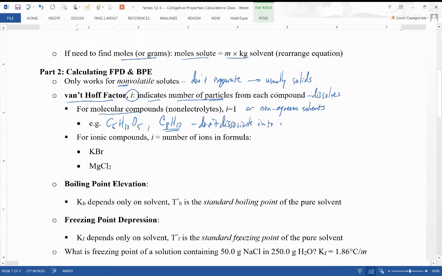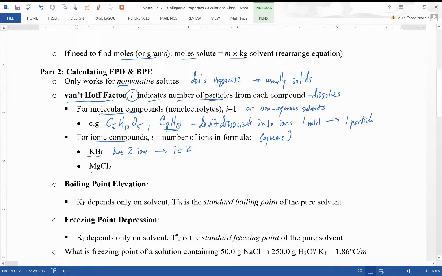And since you're not dissociating into ions, one molecule gives you one particle. And that's all you have to worry about. But when you have ionic compounds, and these are going to be ionic compounds in aqueous solutions, then the number of particles and the i depends on your formula. So for KBr, we have two ions, K and Br, and so the i factor is equal to 2.